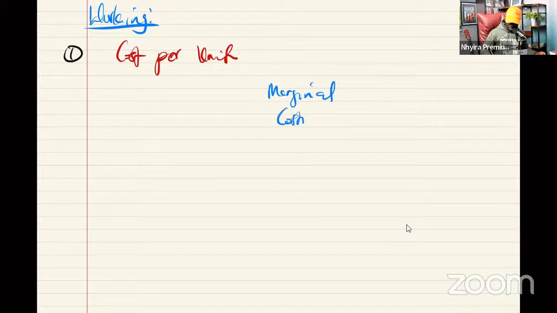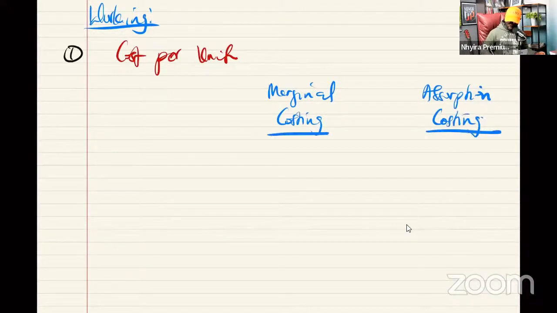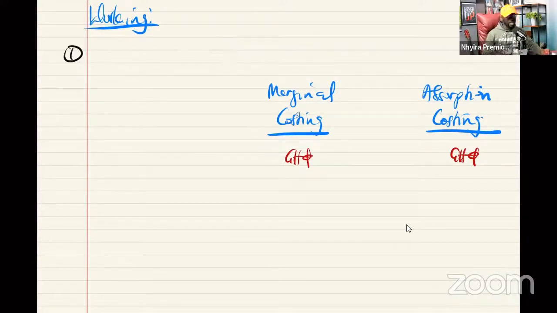So marginal costing and then absorption costing school of thought. We are in Ghana here, so let's bring up the currency, Ghana cedi. Now remember, in marginal costing, we are interested in what? Only the variable factory cost. Please note the cost per unit we are calculating here is the production cost per unit.